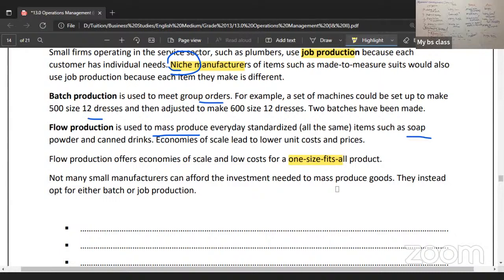And not many small manufacturers can afford the investment. Yes, they would heavily need to produce as flow, but due to the limitations in terms of capital, technology, number of machineries and employees, they'll be starting as a batch, then slowly grow to a mass production or a flow production.